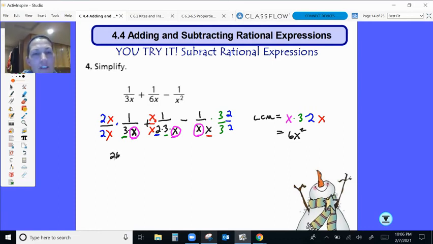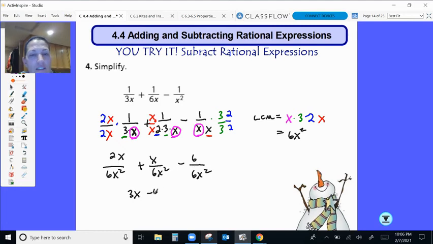So we have this right here going to be 2x over 6x squared plus x over 6x squared. And then minus, that's going to be a 6 over 6x squared. And now I have a common denominator, my LCM. Okay? So 2x plus x is going to be 3x. And then minus 6 all over my common denominator of 6x squared.